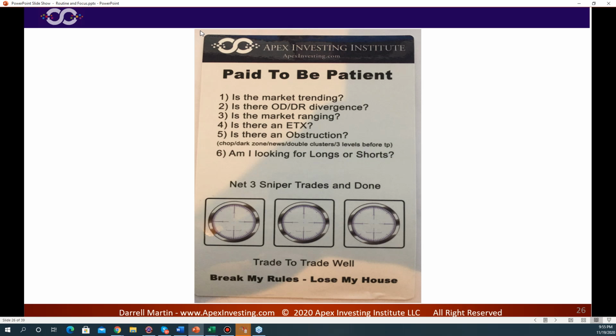It's a reminder at the top: you're paid to be patient. Look at this reminder at the bottom: break my rules, lose my house. See that? But it's these questions right here. And the whole idea is this is in front of you.